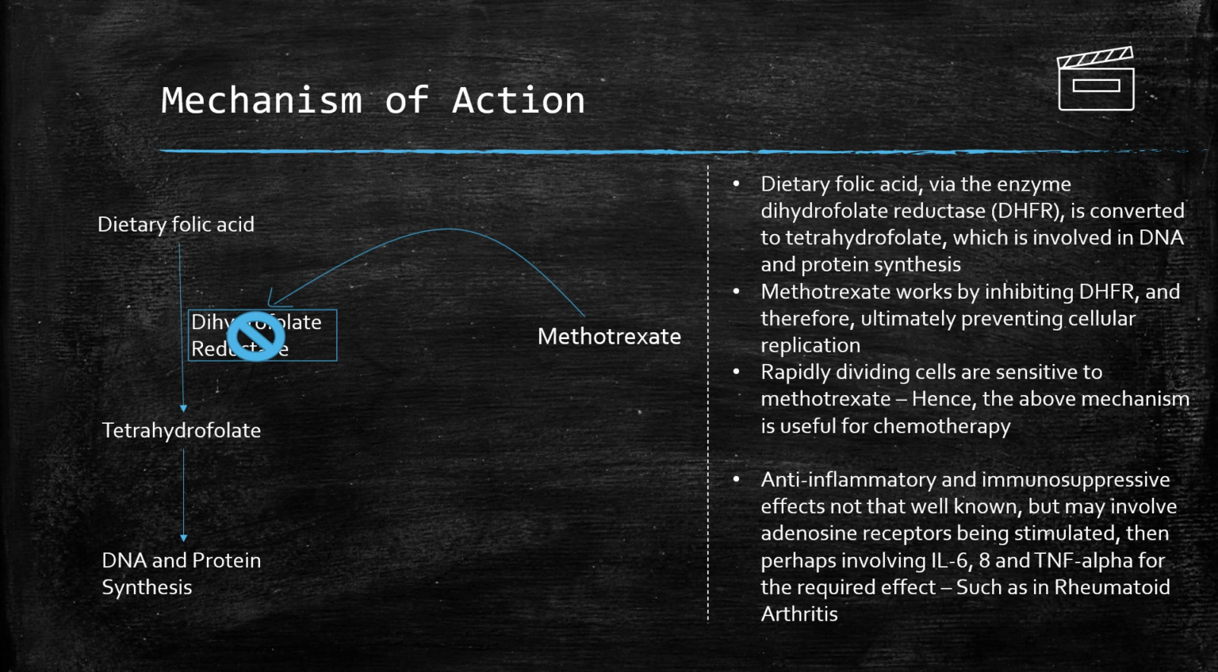As we also know, methotrexate is anti-inflammatory and immunosuppressive, but the effects are not that well known. They could involve adenosine receptors being stimulated and perhaps involving interleukin 6 and 8 and TNF alpha for the required effect. Anyhow, this dietary folic acid pathway and how methotrexate interacts with it is very important.